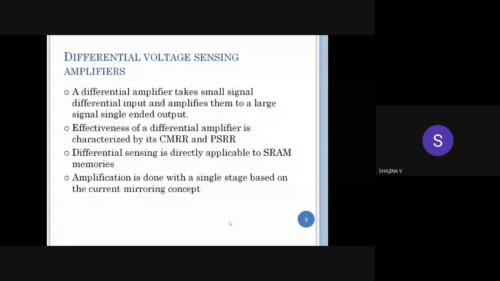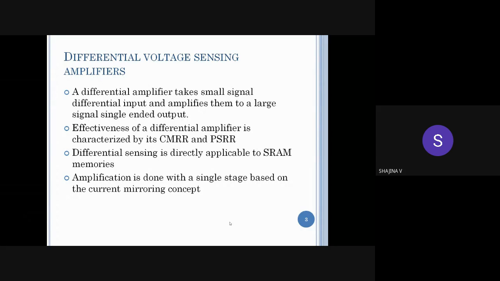Now, before going to the circuit, we have to discuss some basic parameters related to this differential amplifier. The effectiveness of a differential amplifier is characterized by its CMRR and PSRR. So what are CMRR and PSRR? CMRR means common mode rejection ratio. It defines the ability to reject common noise.